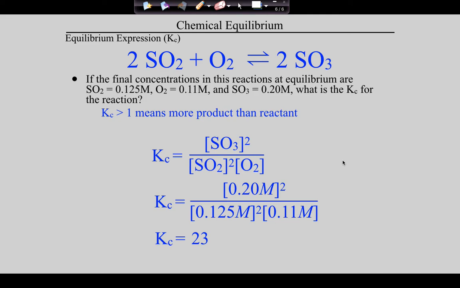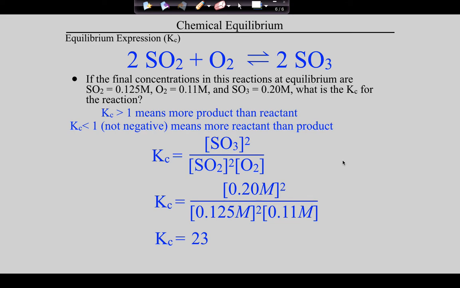Now guys, what if Kc is less than 1? The opposite, more reactant than product. But guys, notice less than 1 does not mean negative. Not less than 0, less than 1. So if Kc is less than 1, again, not negative, not less than 0, that means you have more reactant than product.